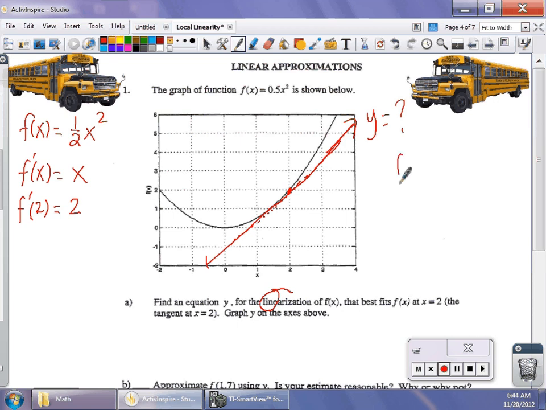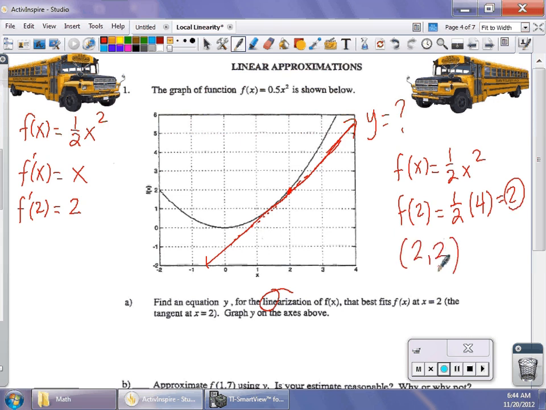We also need the y value of the function. So if we go back to f of x is equal to 1/2 x squared, we're evaluating the y value at x equal to 2. So 2 squared is 4, and 1/2 of 4 is 2. So we have the point (2, 2). On my graph, I have (2, 2), and I know the slope of the tangent line also happens to be 2. I found the derivative and substituted in the x value.